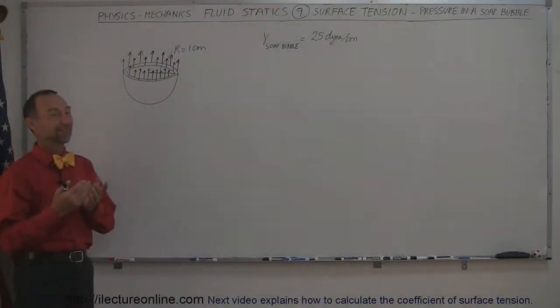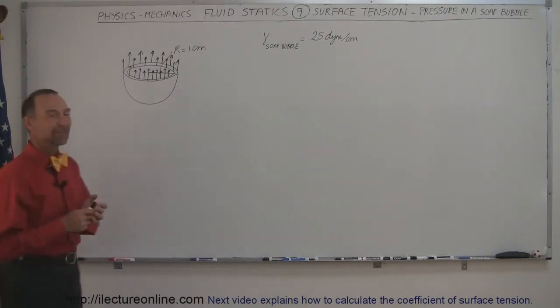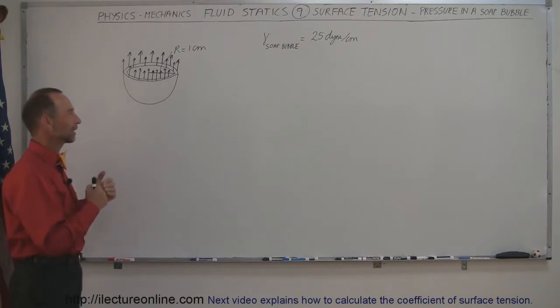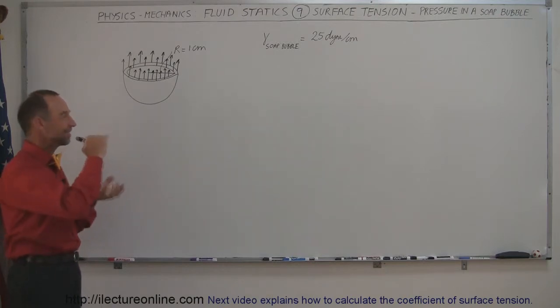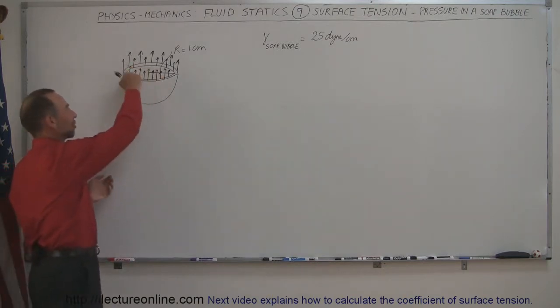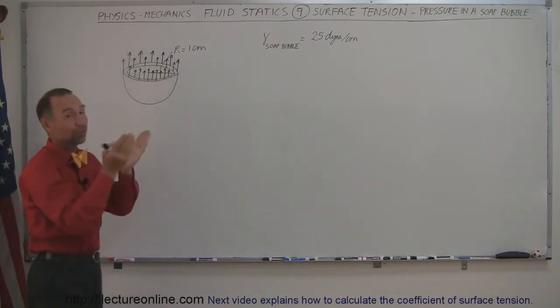Here's another great example of how surface tension affects everyday things in life. One that we're all probably very familiar with is the soap bubble. Of course, as kids, and maybe as adults as well, we love to make soap bubbles. So what is the pressure inside a soap bubble? We have pressure inside a soap bubble due to the surface tension of the surface of the bubble.